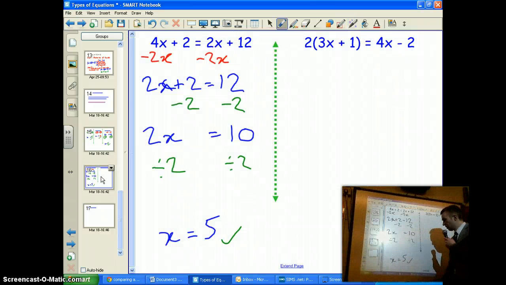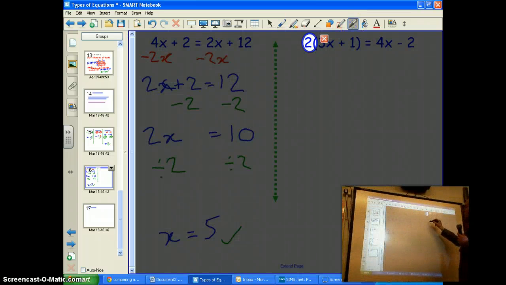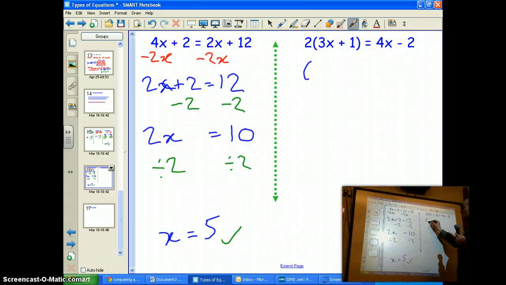Okay? Right, now this example over on the right here is a bit trickier because I've got a bracket. And the first thing I need to do here is expand my bracket, and that means get rid of it. So what's going to happen there is this here, the 2, what that means is the 2 has to multiply everything in the bracket. So we're going to start off by doing 2 times 3x, which gives us 6x.